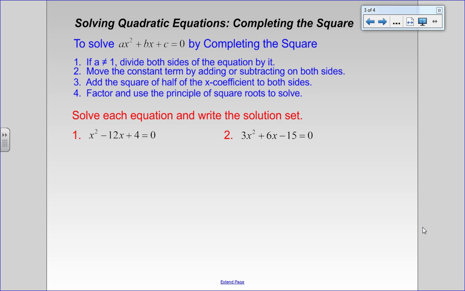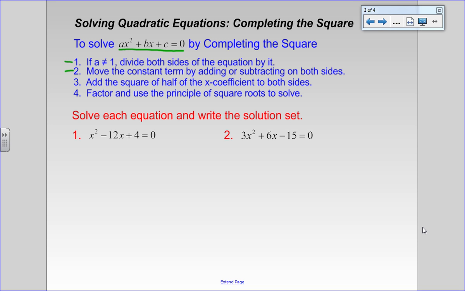If a quadratic equation is written in standard form, ax squared plus bx plus c equals 0, it can be solved by completing the square. This process will require 4 steps. First, if a is not equal to 1, we will divide both sides of the equation by that number. Then second, we'll move the constant term by adding or subtracting on both sides of the equation.